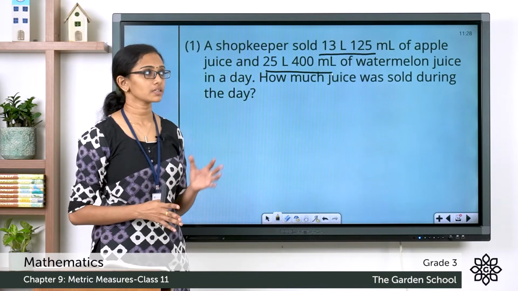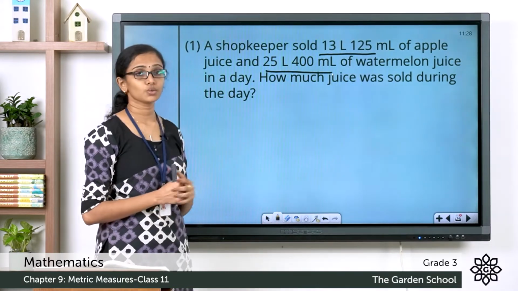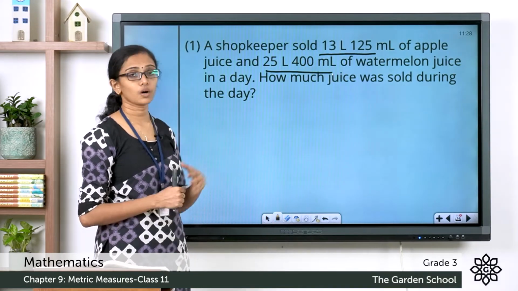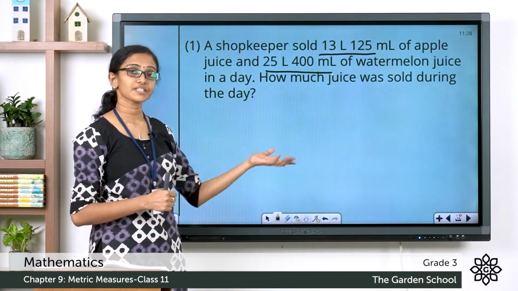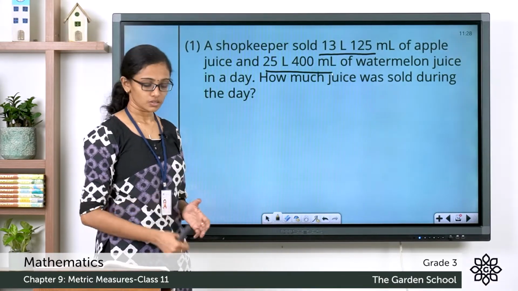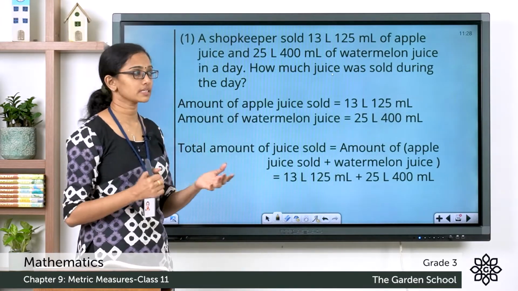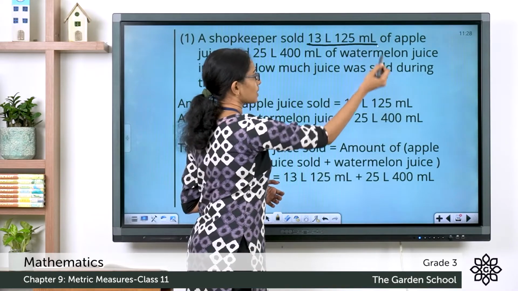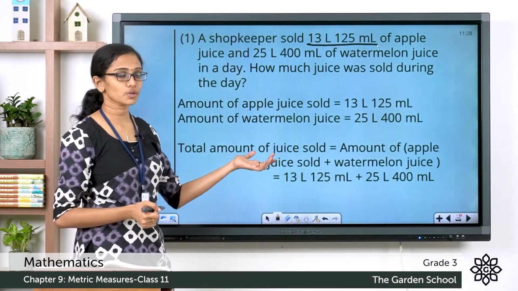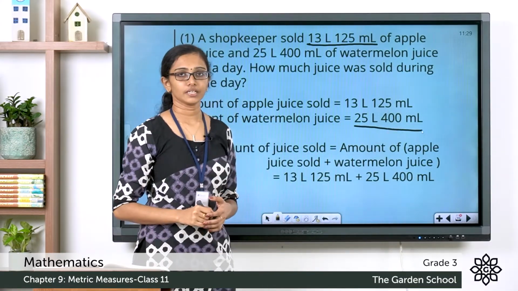So how can we find out the total quantity of juice sold? We can add the two quantities given here, the quantity of apple juice sold and the quantity of watermelon juice sold, and hence we can find out the total quantity of juice sold on that day. So, writing the proper steps first, the amount of apple juice sold is equal to 13 liters 125 milliliters and the amount of watermelon juice sold is equal to 25 liters 400 milliliters.